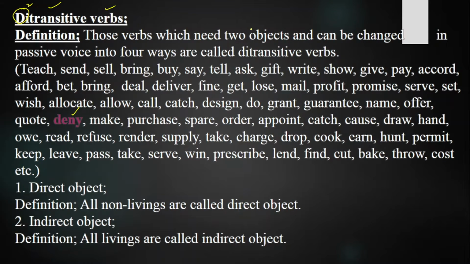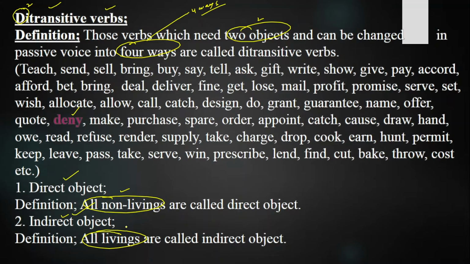So those verbs which need two objects, keep in your mind they need two objects, and can be changed into passive voice in four ways, are called ditransitive verbs. Ditransitive verbs need one direct object and one indirect object. What is a direct object? All non-livings. Whatever non-livings we have are called the direct object, and whatever livings we have are called the indirect object.